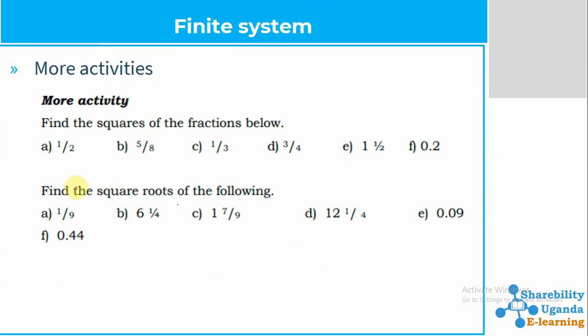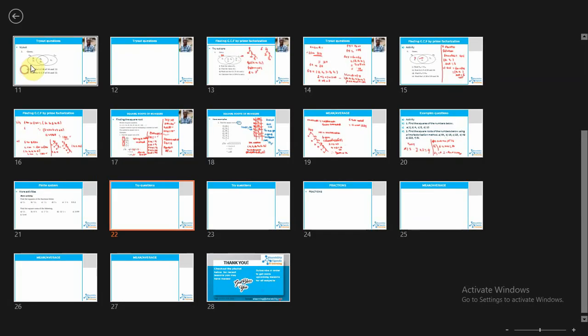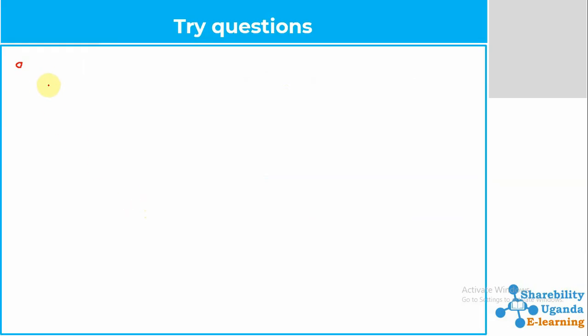Our part A is 1 out of 2. Our part B is 5 out of 8. We are having our part A, which is 1 out of 2. They want us to find the square of 1 out of 2. How do we get the square of 1 out of 2?